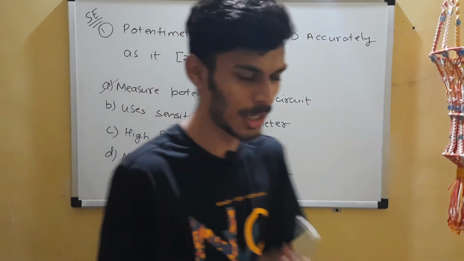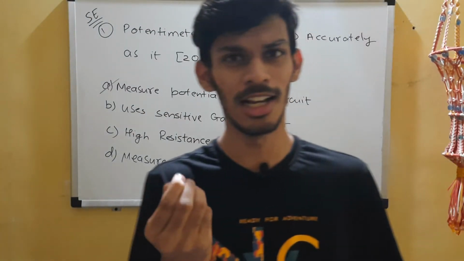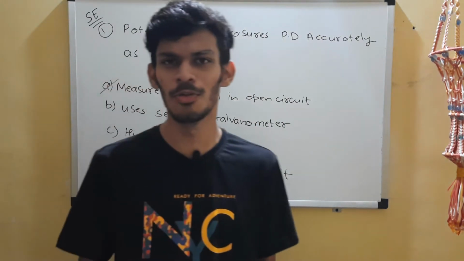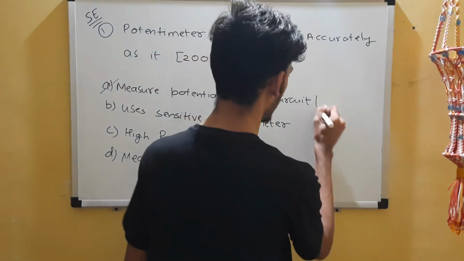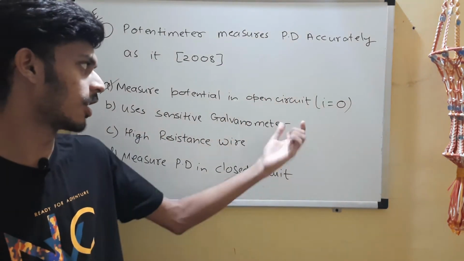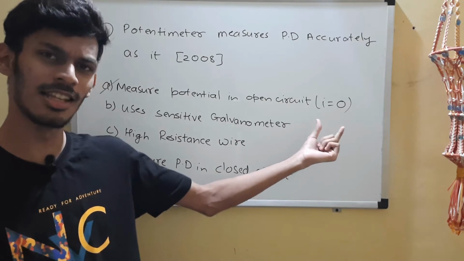Okay, potentiometer measures the potential accurately because it measures the potential in an open circuit. Now what do we mean by open circuit? Open circuit is a circuit in which current is zero. Okay, in which there is no current or the current is zero. You can clearly see the advantage of this.